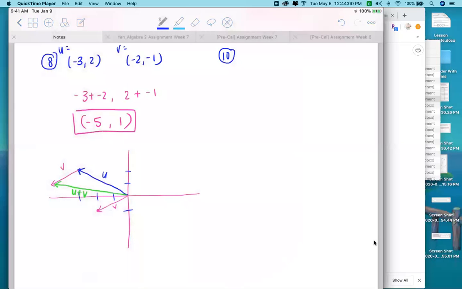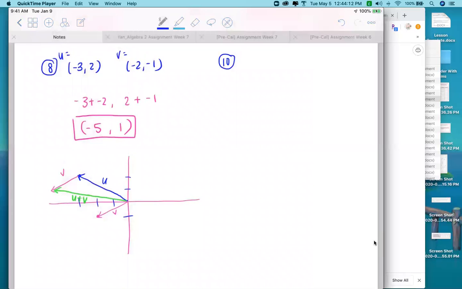Okay. Did anyone get this question right? Or the drawing part right? I know you guys would get the first part right. Okay. Would the drawing be the same for 10 then, or would it be different?